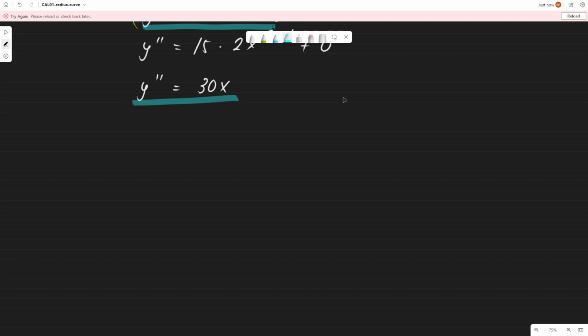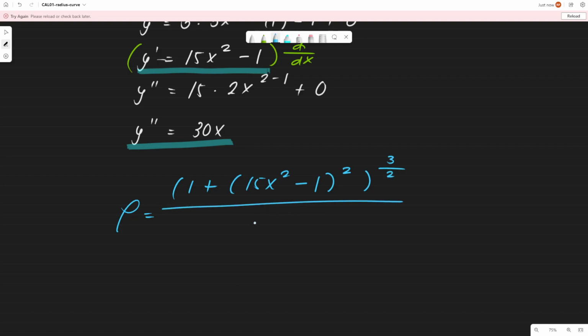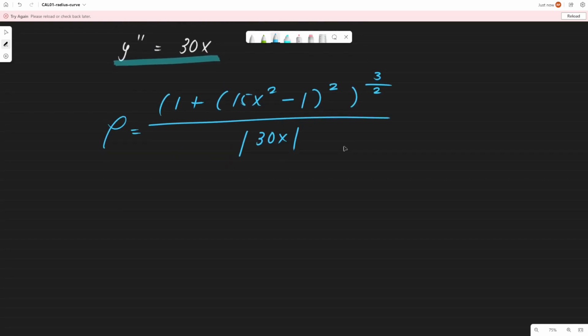So, we have rho is equivalent to 1 plus our first derivative, that is 15x squared minus 1 quantity squared raised to 3 over 2 all over the absolute value of 30x. So, alam naman natin na the absolute value of 30x is just simply 30x. No? So, expand natin yung nasa taas.